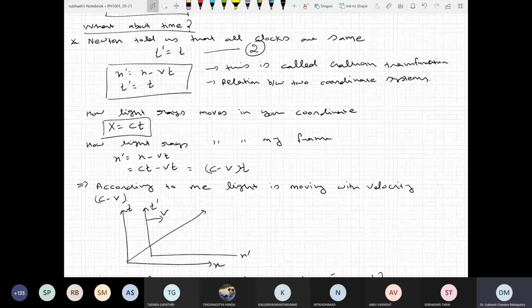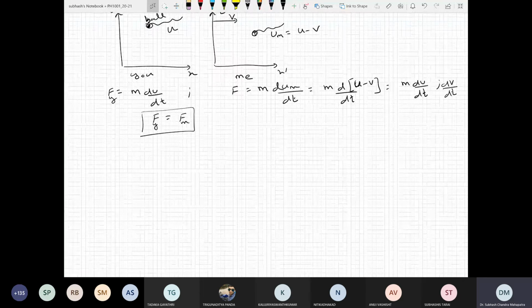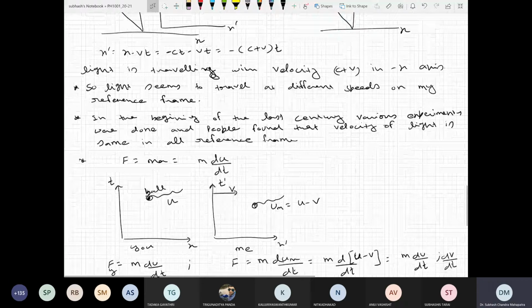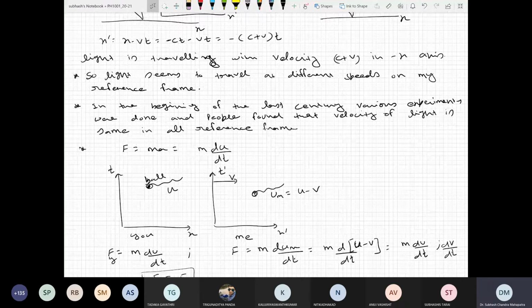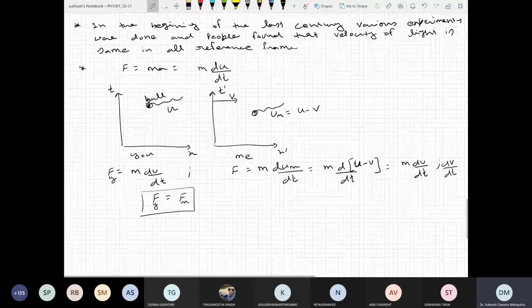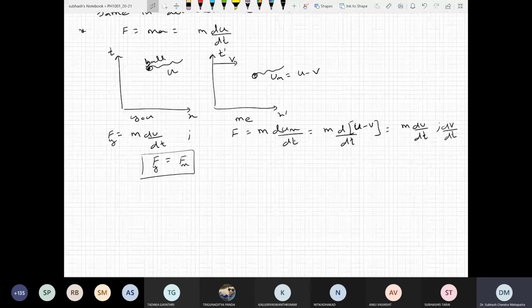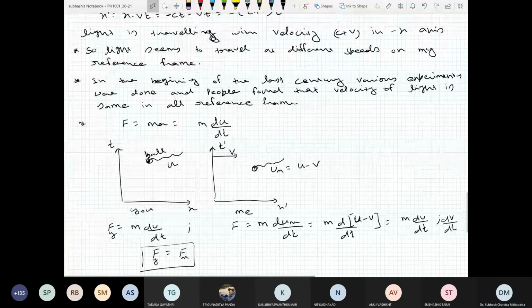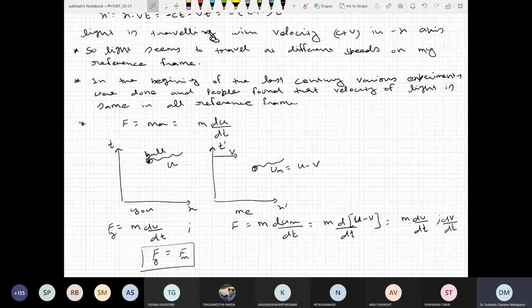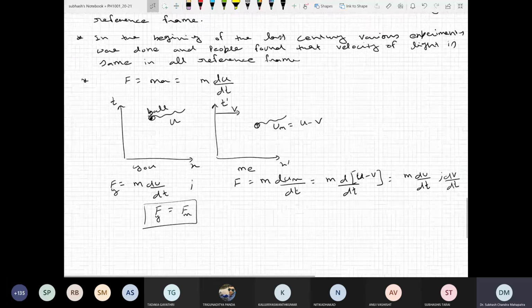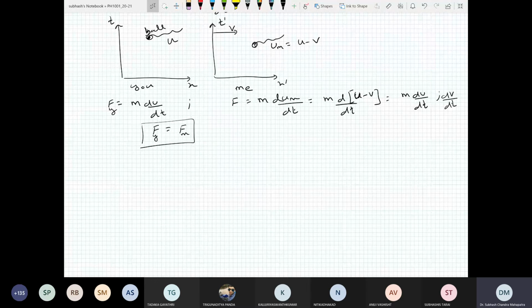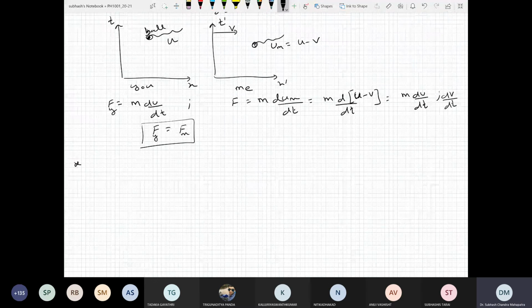So Newton would have agreed. Newton would have been happy. He said, okay, everything is fine, there is no issue. But because of this experiment, called the Michelson-Morley experiment, that we will discuss later on, people found that the velocity of light is the same in all directions, in all reference frames. So that means something is wrong. What is wrong? We need to find the relation between your coordinates and my coordinates such that the velocity of light is the same.